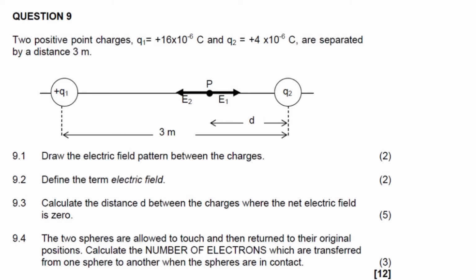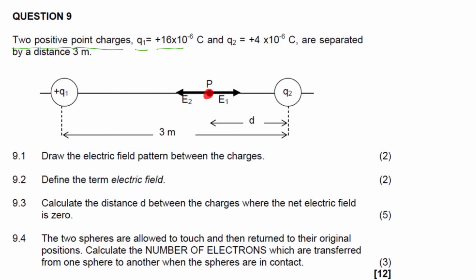Here's another question of electrostatics, but this one is based on electric field. It says two positive point charges, Q1, which is positive 16 microcoulomb, and Q2, which is positive 4 microcoulomb, are separated by a distance. If you look here, this is positively charged, and this is positively charged, as mentioned there. Do you see? It's positive.